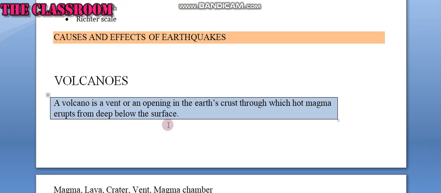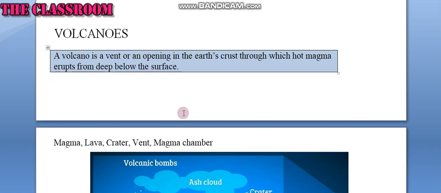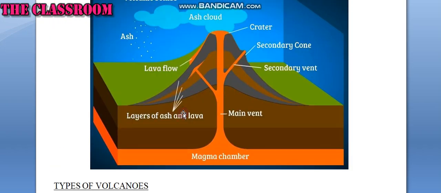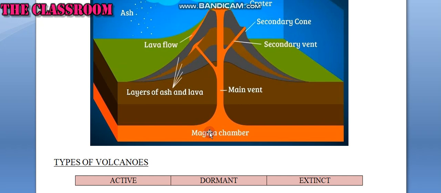Next, endogenic forces, we are calling this volcanoes. A volcano is a vent or an opening in the earth crust through which hot magma erupts from deep below the surface. See children, this we are calling as a magma chamber. The magma chamber is a hot liquid fire.